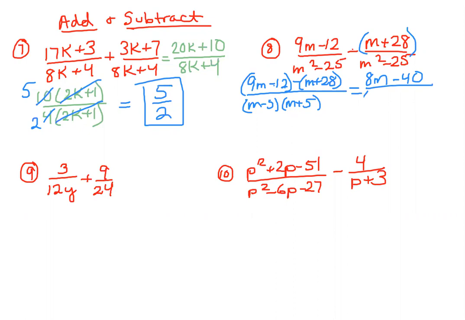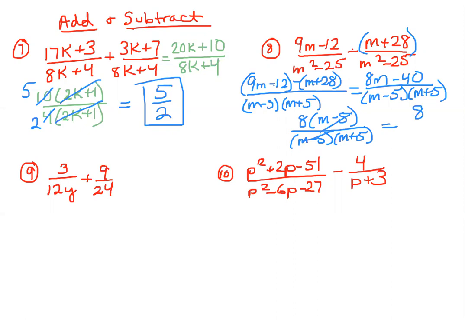Over our denominator. Then we have to factor our numerator. We can factor an 8 out. And we can cancel those, and we're left with 8 over m plus 5. M plus 5. Okay, that's number 8.